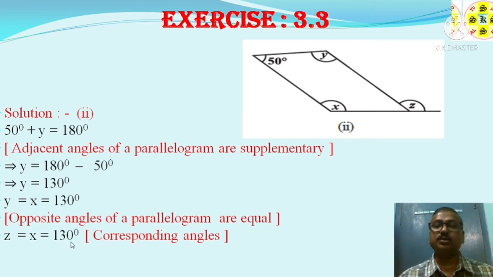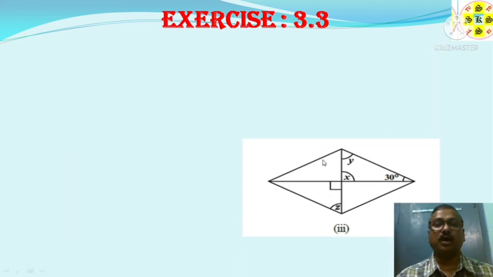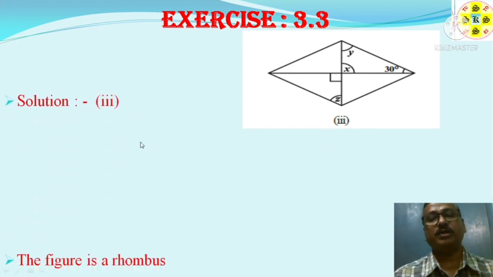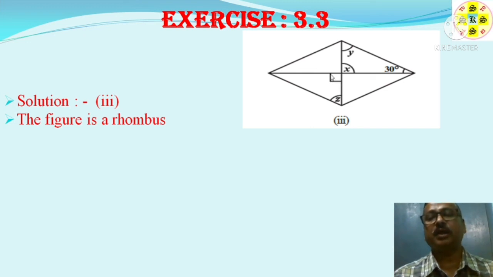equals 130 degrees. Ultimately, in this figure, in this question, x equals y equals z, all 130 degrees. Third part. So this figure, we have to write, is a rhombus. Why a rhombus? This indicates the angle is 90 degrees.